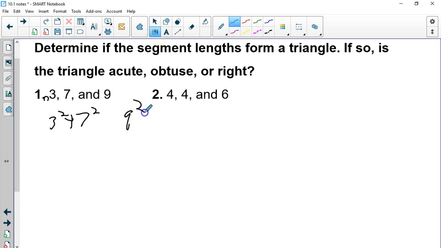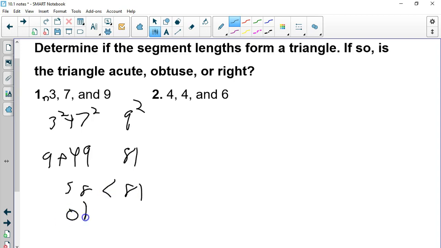9 squared. So this is 9 plus 49 and 81. 49 plus 9 is 58. 81. 81 is bigger. We always look from the C, and since C is larger, this is an obtuse triangle.